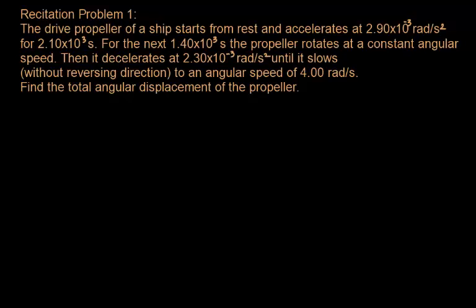Recitation problem 1. The drive propeller of a ship starts from rest and accelerates at 2.90 × 10^-3 radians per second squared for a time t equal to 2.1 × 10^3 seconds. For the next 1.4 × 10^3 seconds, the propeller rotates at a constant angular speed. Then it decelerates at 2.3 × 10^-3 radians per second squared until it slows without reversing direction to an angular speed of 4.0 radians per second. Question: find the total angular displacement of the propeller.